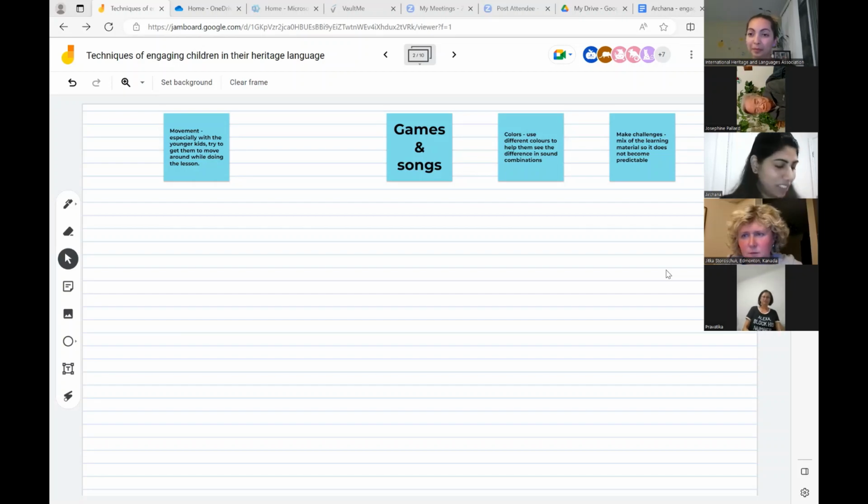No, definitely. With songs, I remember we have head, shoulders, knees and toes to learn the body parts. In our heritage language, we also have similar songs, so we use that. It really helps kids to learn the body parts, and they're doing actions, so the movement also comes in. It's a very good idea.